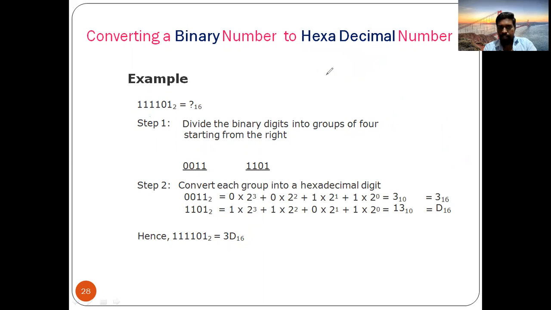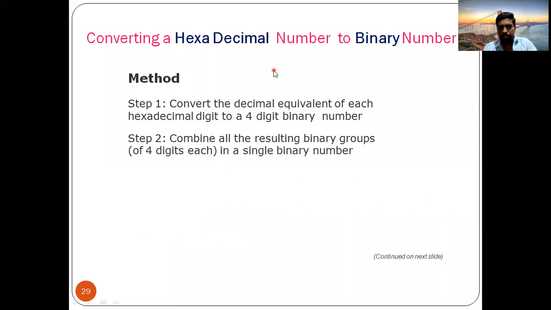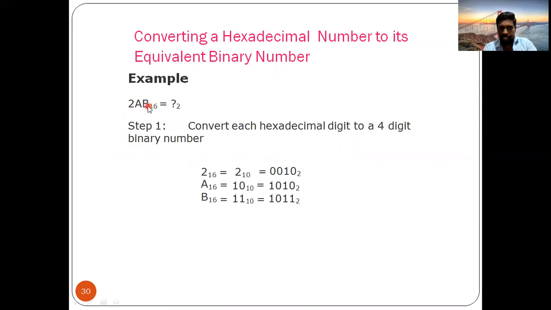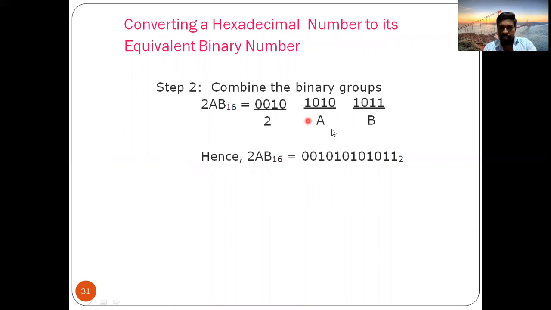Next, if you take the reverse method, hexadecimal to binary. Same. You write each and every digit as 4 bits. See, 2 means 0010. A means 10, so 10 in the sense 1010. B means 11, 11 means this one. So when you combine all the bits, you will get the direct answer like this. Combine all the 4 bits, then you will get this answer.